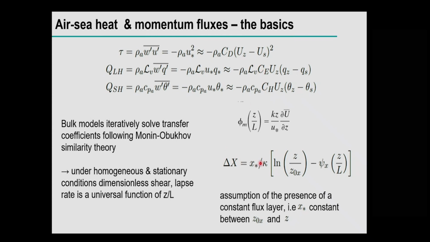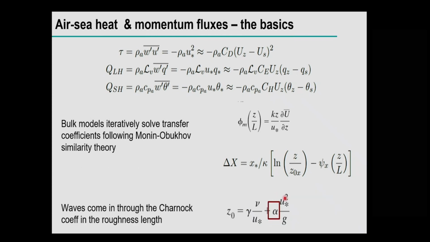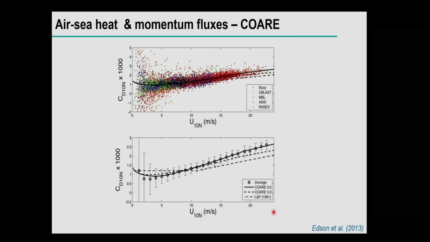Now this assumes that we have a constant flux layer in between the roughness length here and a given height where we have our measurements, which is not true. We know that in the presence of waves particularly. So waves, as Jean already mentioned, come into this roughness length parameter through the Charnock coefficient. And this is a slide that he's already shown you. This is how one of those algorithms, the COARE algorithm that's widely used, does.